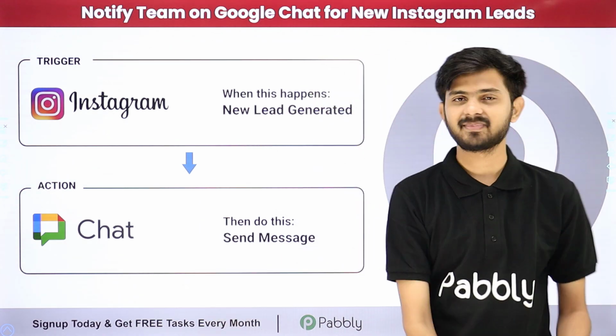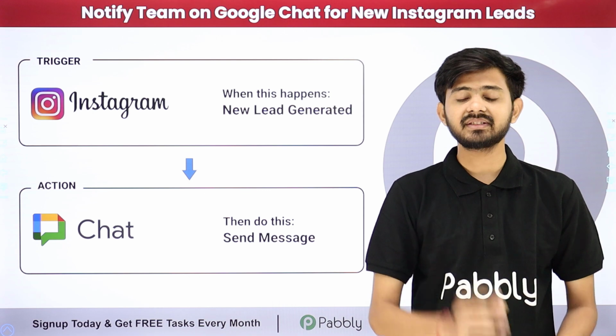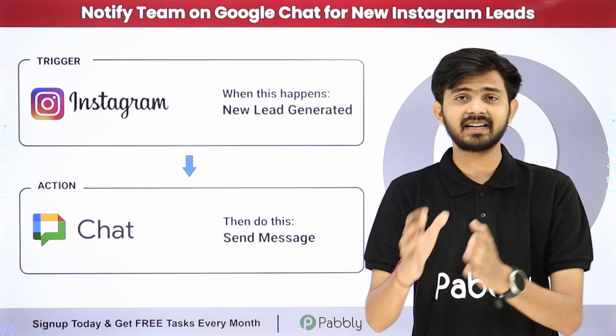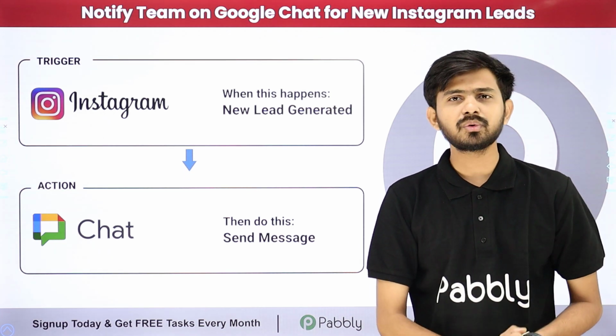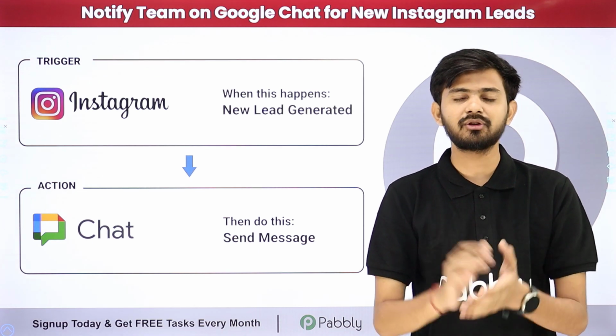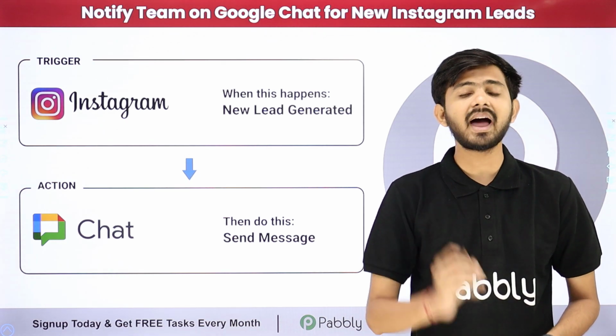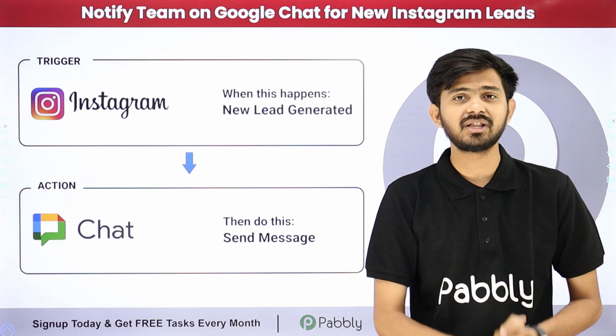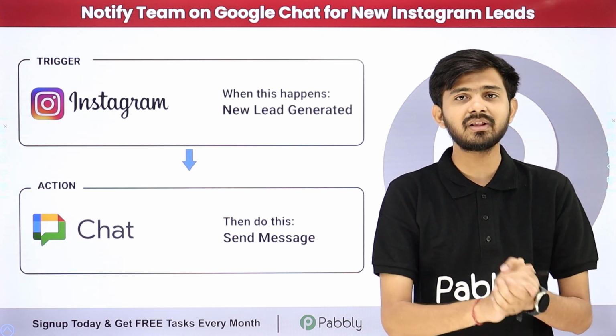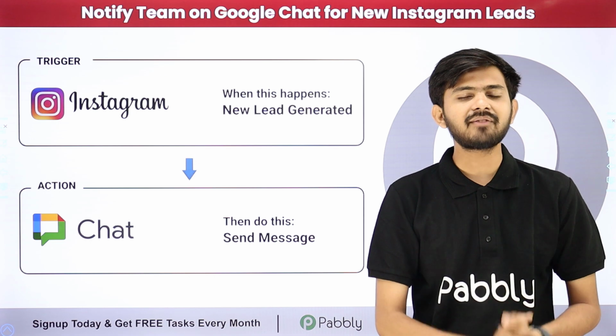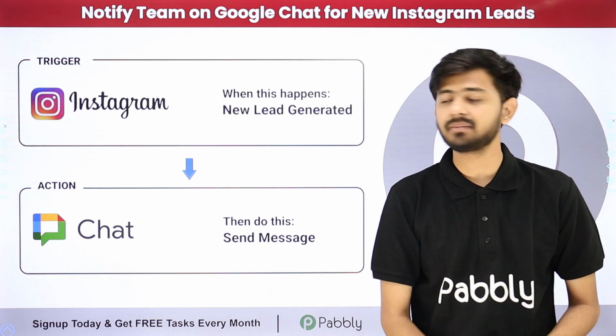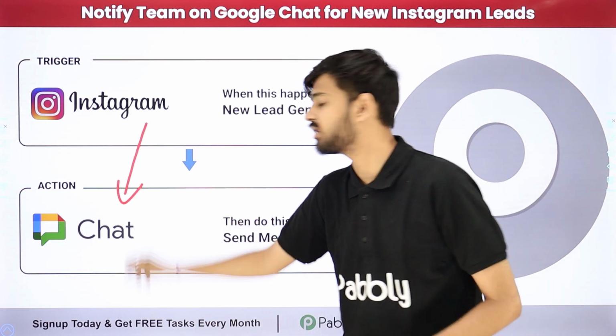Today our topic is how to notify team on Google Chat for new Instagram leads. So I am running a fitness business and I'm promoting my business by using Instagram lead ads. Now what I want to do is that as I receive a new lead through Instagram lead ads, I automatically notify my team on Google Chat and send a message with all the lead details. So for my objective, I need to build a connection between Instagram leads and Google Chat.